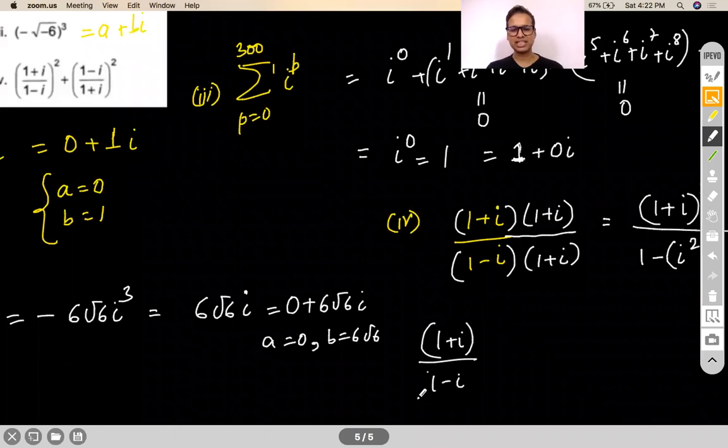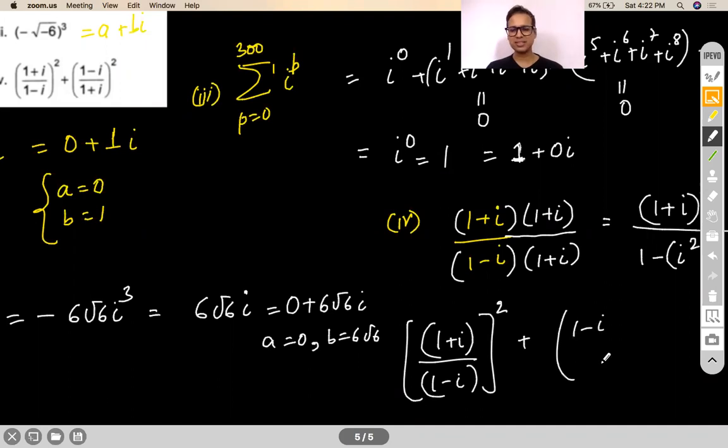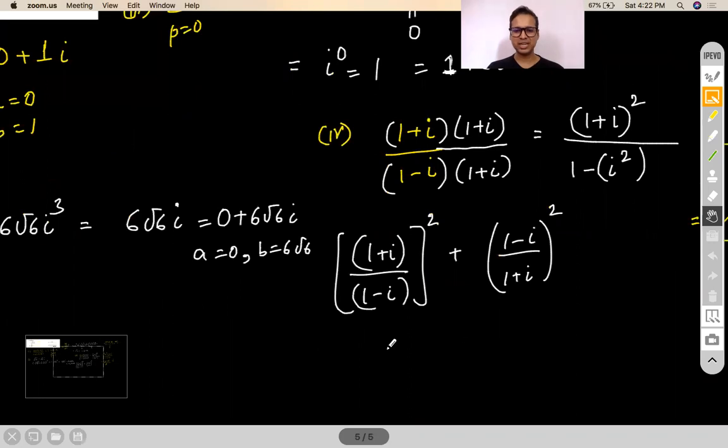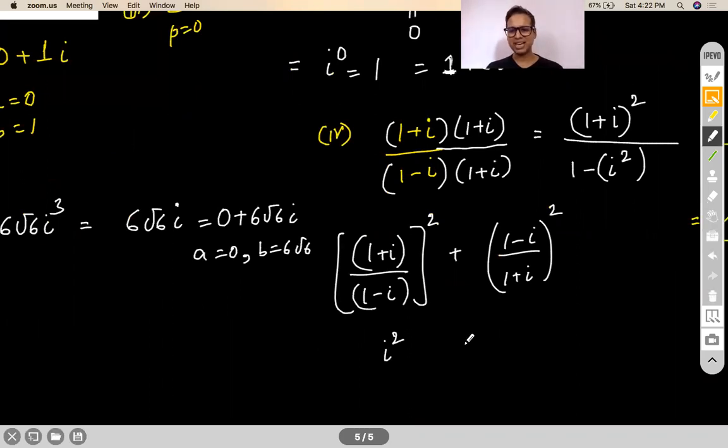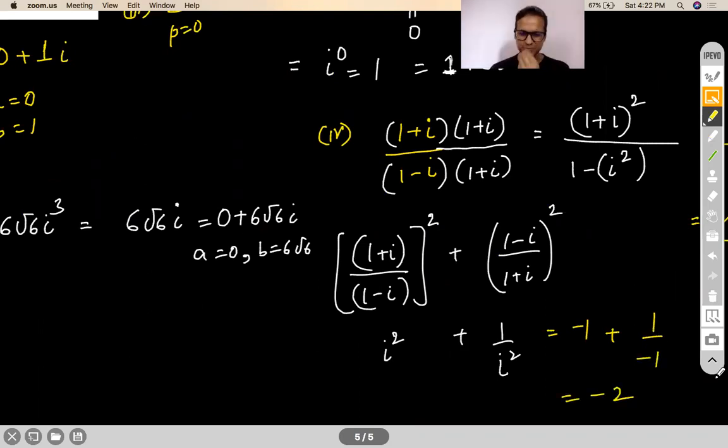If this is i square, the other term has to be the reciprocal of i square, correct? So this is 1 by i square, because it is exactly the reciprocal of this term. So i square is minus 1, and i square again is minus 1. So this will give you minus 2. Is this fine? Any problem in this?